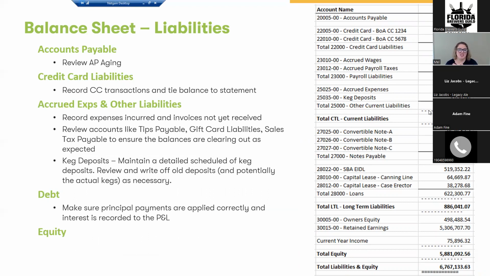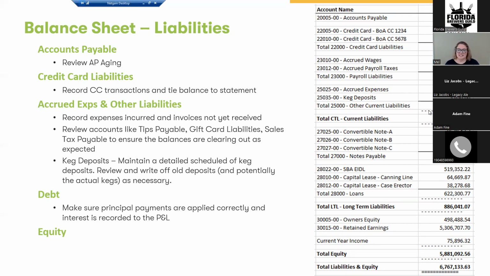Make sure there aren't checks that you wrote that need to be applied to invoices or just general data cleanup that needs to happen. Credit card liabilities is a big one because you want to make sure you're actually recording the expenses that you had within the month. So you record those expenses, and the other side of that entry is a credit card liability. And then when you go to pay your credit card account, you decrease the liability and then decrease your cash. So making sure you're recording those credit card expenses in the month that they're happening. And then of course you can tie those balances out to your credit card statement.